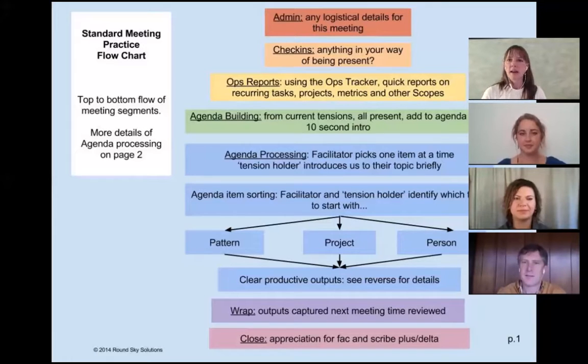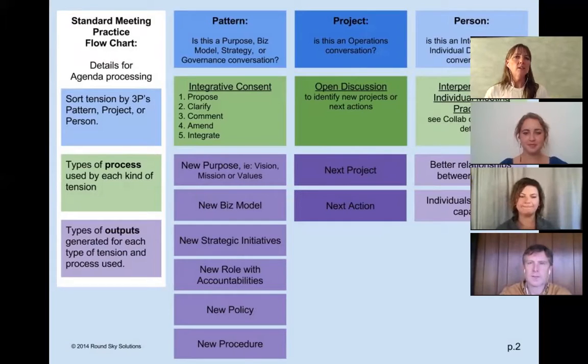Thanks, everyone. Now that we've covered the overview of the standard meeting practice, let's take some time to dig into the details of agenda processing. During a meeting, agenda items are surfaced and then processed. It is your job as facilitator to pick the order, so you get to decide what comes first, second, and so on. But the key of effective and efficient processing is to sort the tensions, once you know enough about them, into what kind of output will move attention forward.